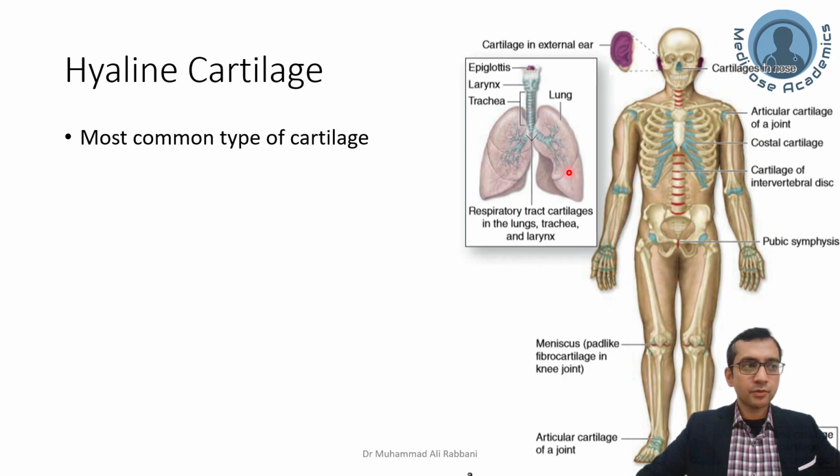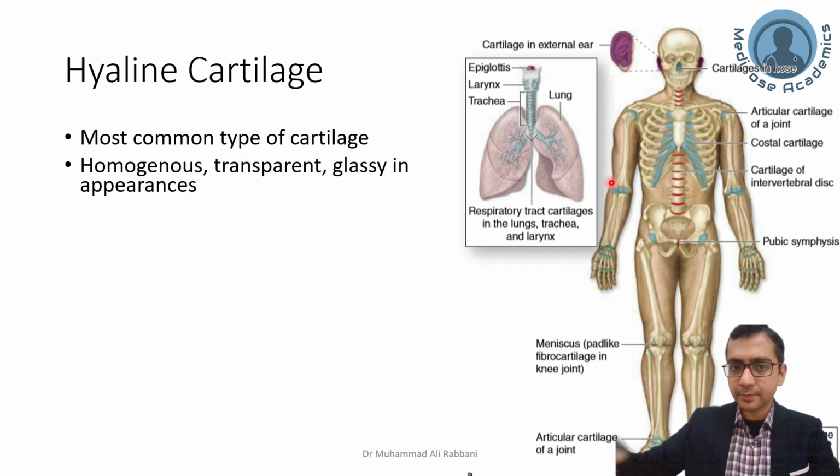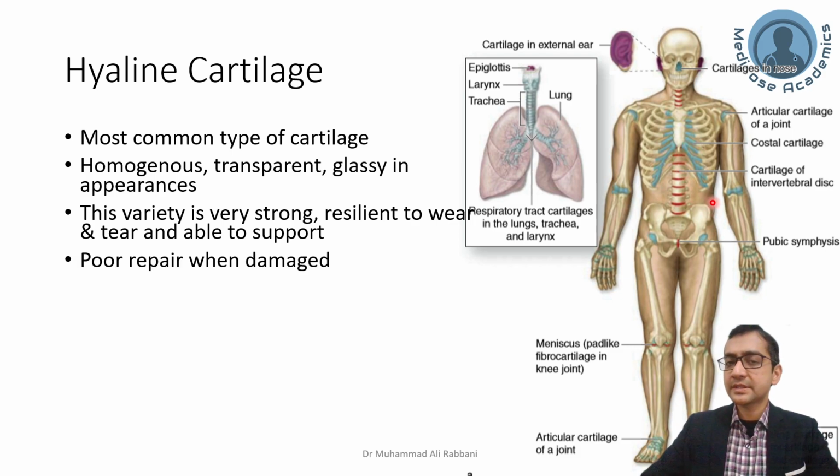The exact histology we will discuss in the histology lectures, but here, hyaline cartilage is the most common type. Under the microscope, it is homogeneous. It has a very glassy appearance. Even in fresh tissue, it has a very transparent, glassy appearance, and even under the microscope it has a very uniform, homogeneous, glassy appearance. It is very strong against wear and tear, able to support, and due to the absence of blood vessels in it, it has very poor regenerative repair tendencies. When damaged, it usually remains damaged or takes a very long time to heal.